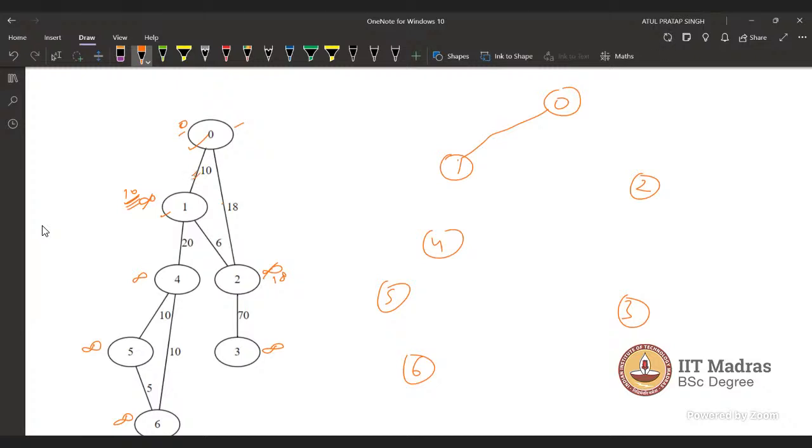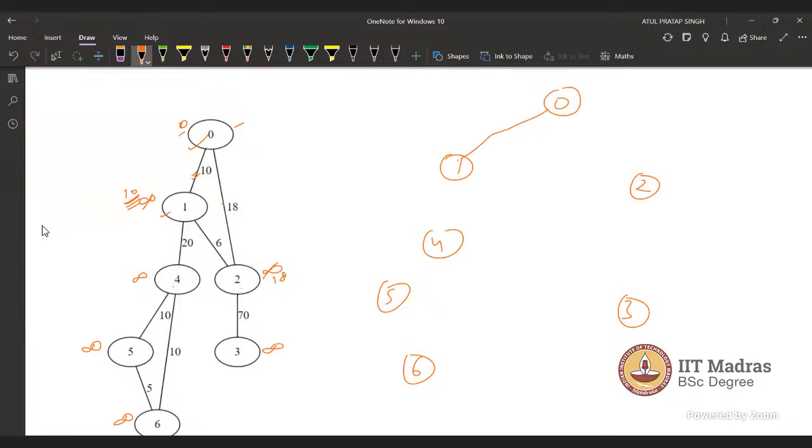Now we will update the distance for the adjacent nodes. We will never look at a visited node again. 0 has already been visited, so we will not look at this weight again. Now we are at 1, so we will update the distance of 4 as 2. This time we will not consider the previous edge as in Dijkstra's algorithm, where we would update the distance as 10 plus 20 and 10 plus 6. Here we update the distance only by this edge.